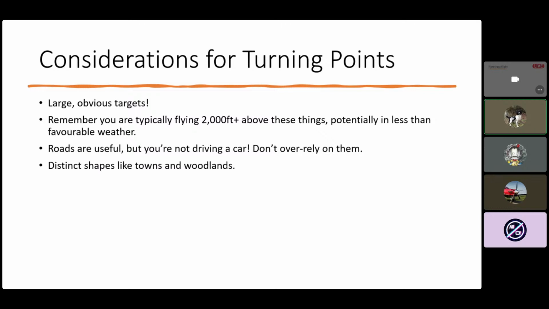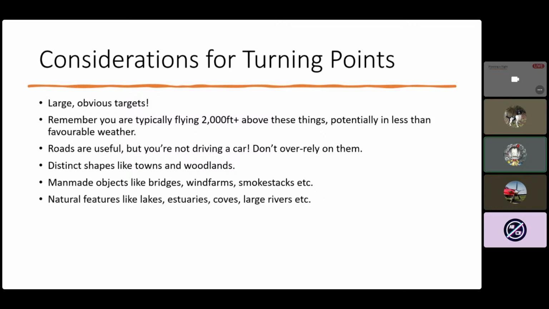What you're looking for is distinct shapes like towns, woodland areas. You can have man-made objects like bridges, wind farms, smokestacks. Smokestacks, especially if they're on the chart, are really useful because it not only gives you a position, but it lets you see the wind because you can see the direction of the smoke. Natural features like lakes, estuaries, coves, bays, large rivers, any of these things you can also use as long as it's really quite an obvious shape.